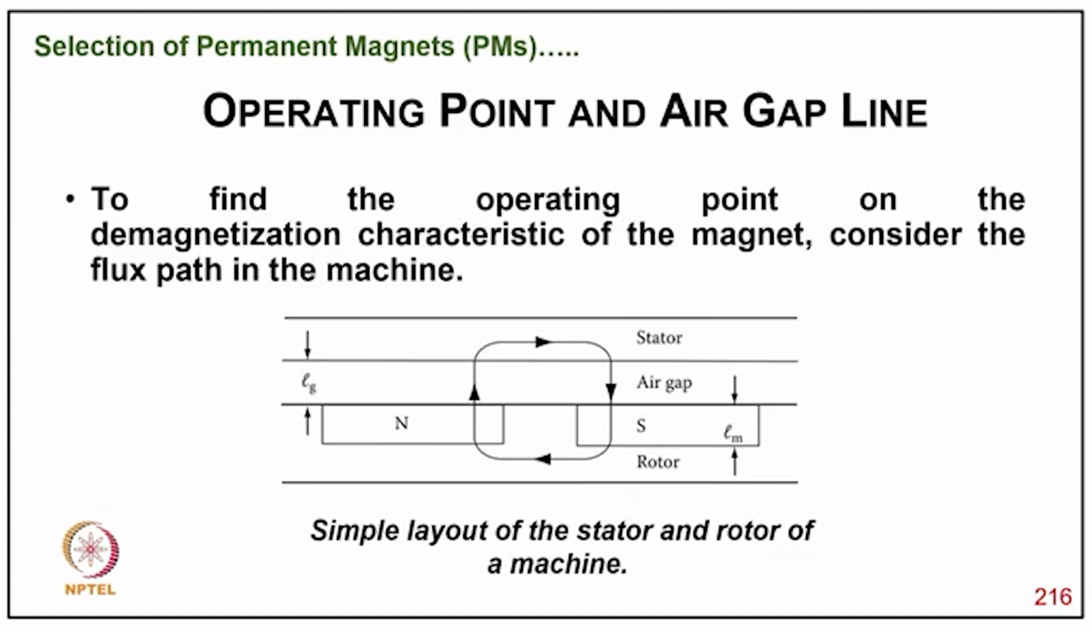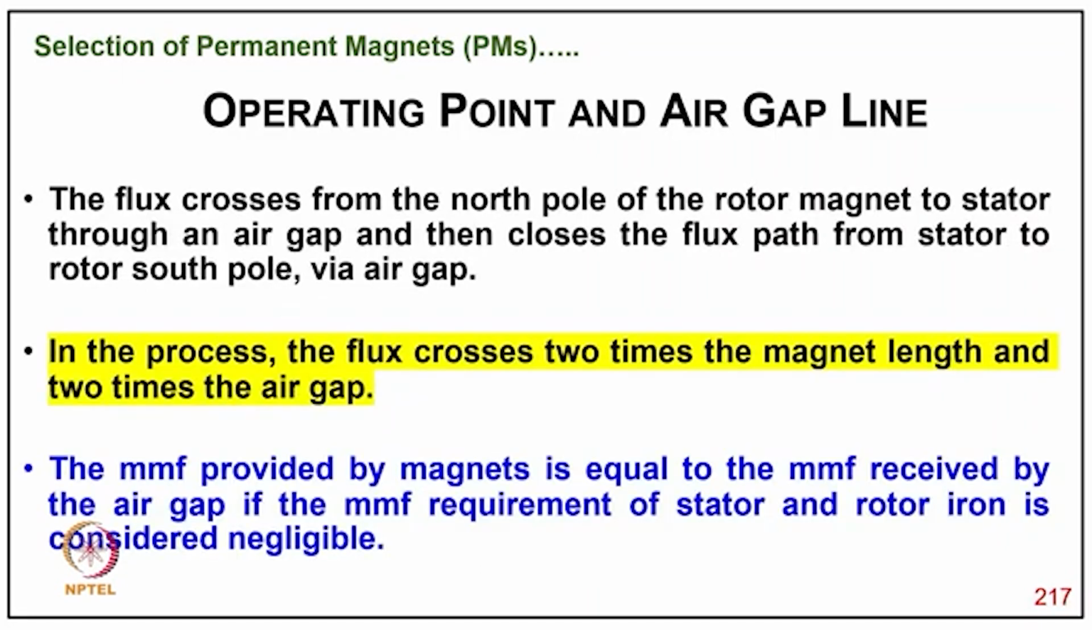Now coming to the operating point, the air gap line. To find the operating point on the demagnetization characteristic of the magnet, consider the flux path in the machine: how the flux flows through the magnet N pole and S pole, through the stator and air gap. The flux crosses from the north pole of the rotor magnet to the stator through an air gap, then closes through the stator and the rotor south pole via the air gap, and in the process the flux crosses two times the magnet length and two times the air gap.